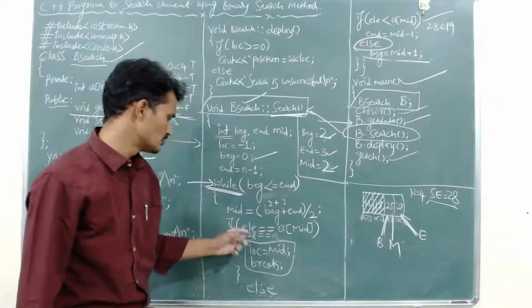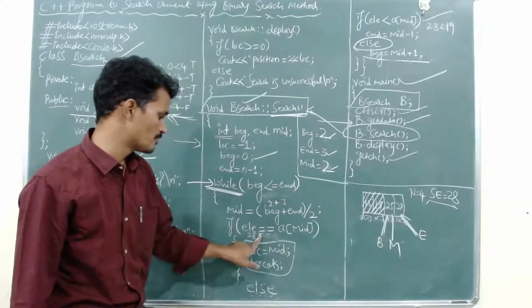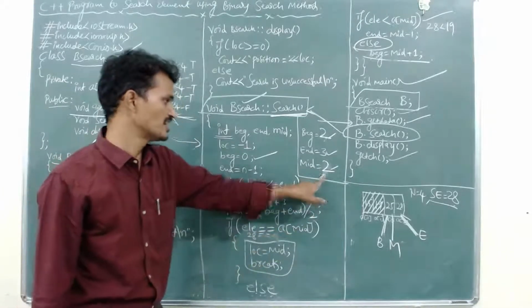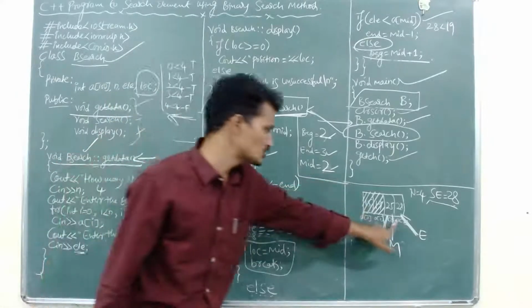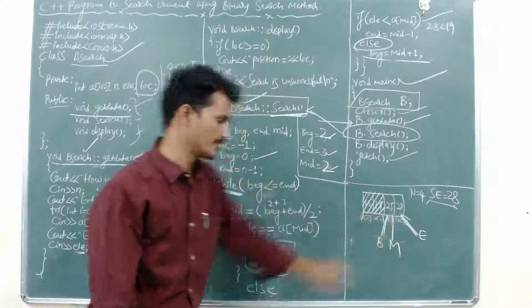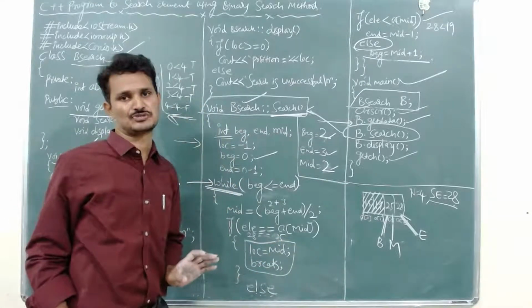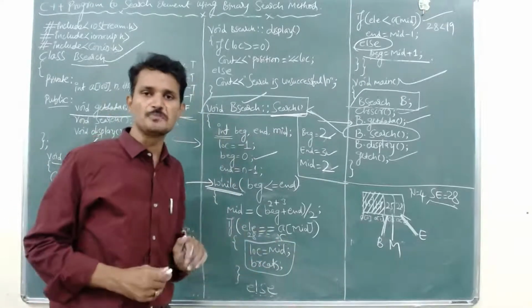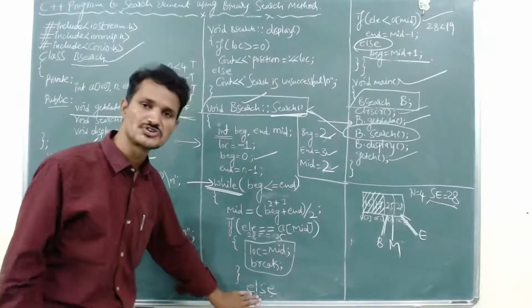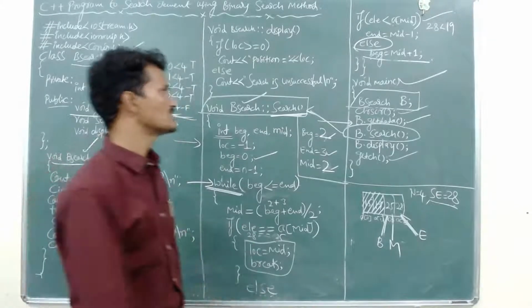Now, if element is equal to a of mid, that means a of 2. What is the value stored in a of 2? 25. 28 is equal to 25? Again condition false. Condition false means I am going to execute after the else part.